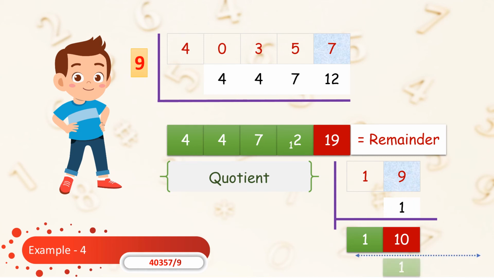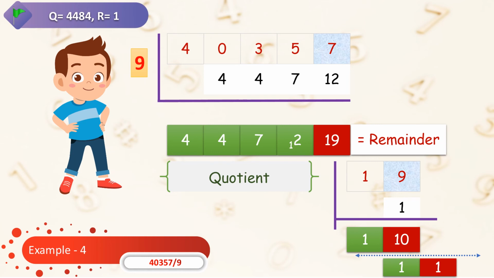So we are not showing that here, but when you do it with 10, you get a quotient of 1 and a remainder of 1. So the final quotient in the whole division then becomes 4482 plus 1 plus another 1, 4484, and the net remainder that we have is 1. So that completes this example.